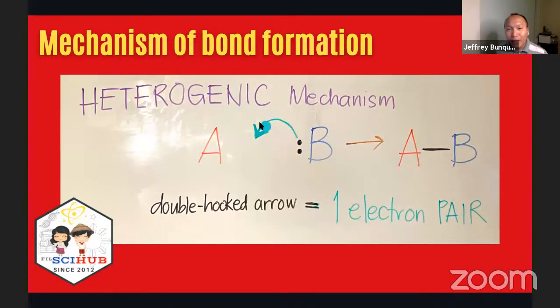So yung ating regular arrow, yung double hooked arrow, since dalawa na yung hook niya, that represents a pair of electrons moving. So this time around, yung ating electrons, a pair of electrons, is originating from B and is being shared with atom or fragment A. So yan po yung heterogenic mechanism for bond formation.